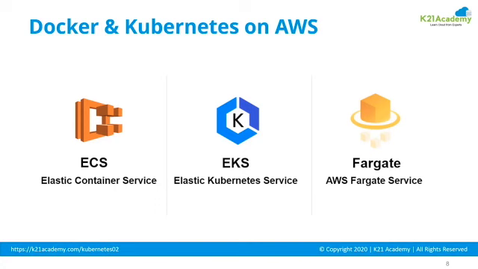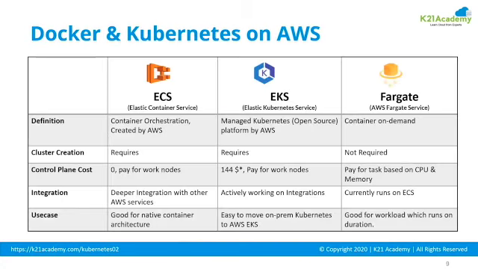And third is AWS Fargate Service, where ECS is a container orchestration tool that is created by AWS. Then you have Elastic Kubernetes Service, which is a managed Kubernetes, the same open source Kubernetes, but presented as a platform by AWS. And third is Fargate, which is containers on demand. When you're deploying ECS or EKS, you need to create a cluster, whereas with Fargate, you don't need to create a cluster. You just say, I want containers, or containers on demand. A detailed description of the differences between these three, I'm going to discuss in one of the future episodes.